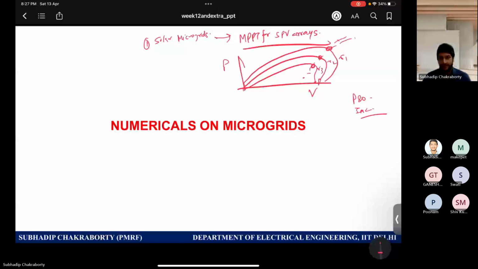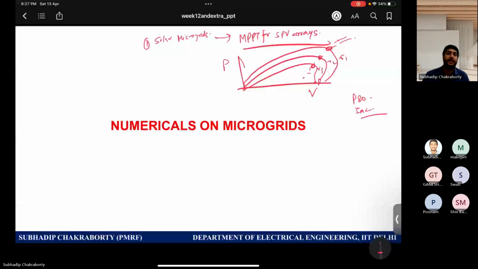So there we use converters and try to impress the necessary voltage, the MPPT voltage, across the PV array such that it can throw maximum power and push it to the grid. And we obviously utilize the voltage source converter here, which will convert the DC power to AC power.